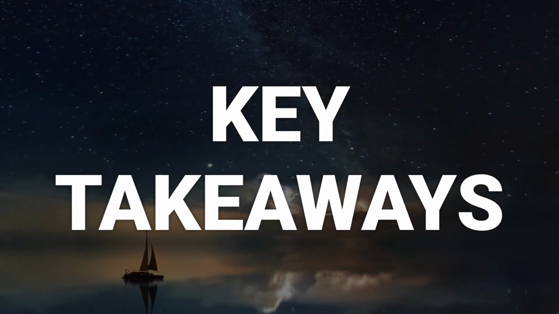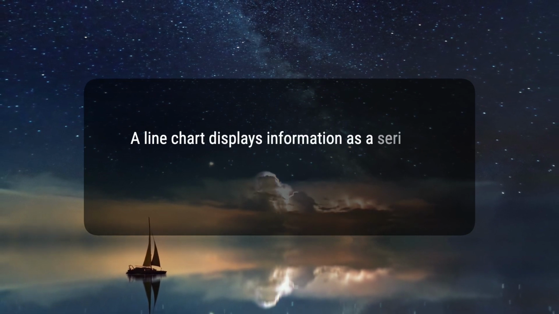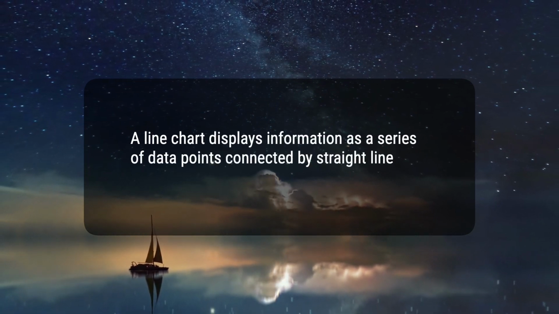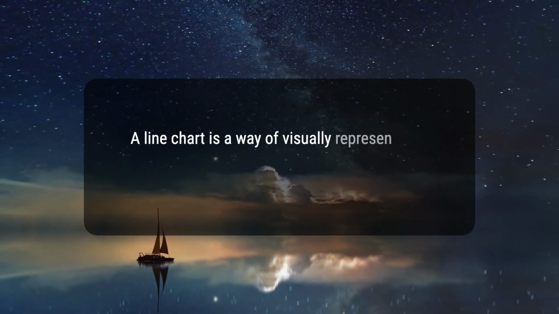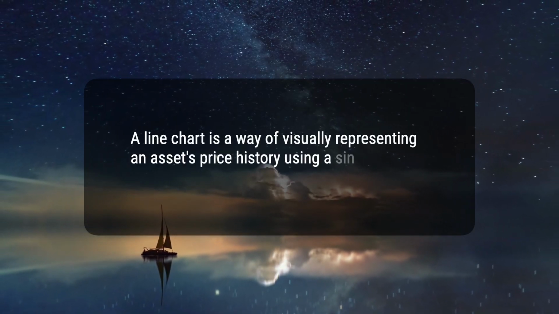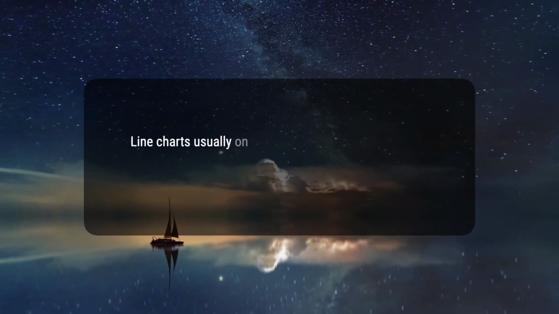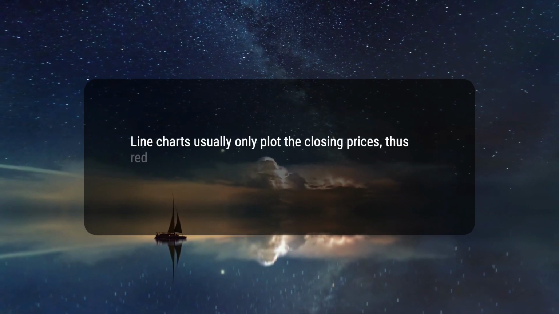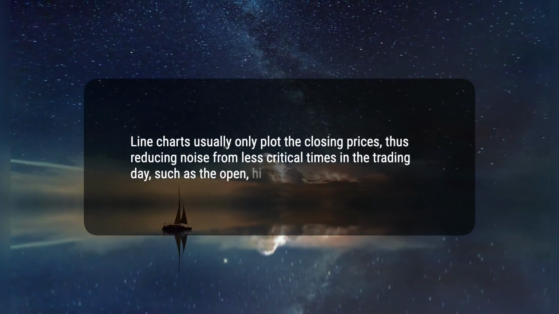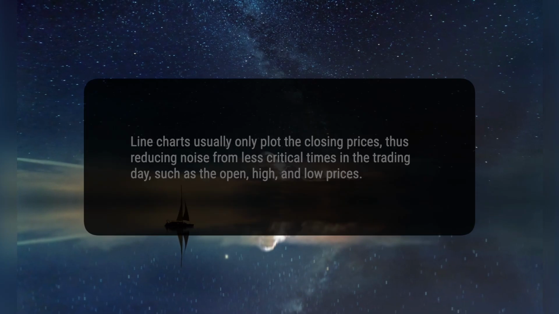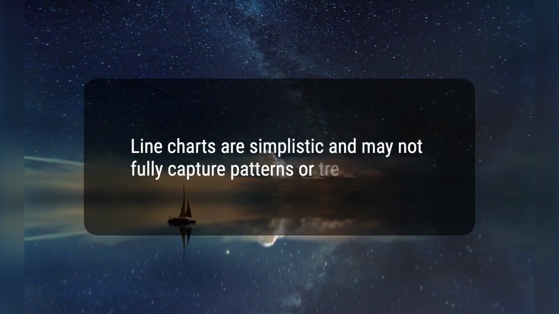Here are 4 key takeaways. 1. A line chart displays information as a series of data points connected by straight line segments. 2. A line chart is a way of visually representing an asset's price history using a single, continuous line. 3. Line charts usually only plot the closing prices, thus reducing noise from less critical times in the trading day, such as the open, high, and low prices. 4. Line charts are simplistic and may not fully capture patterns or trends.